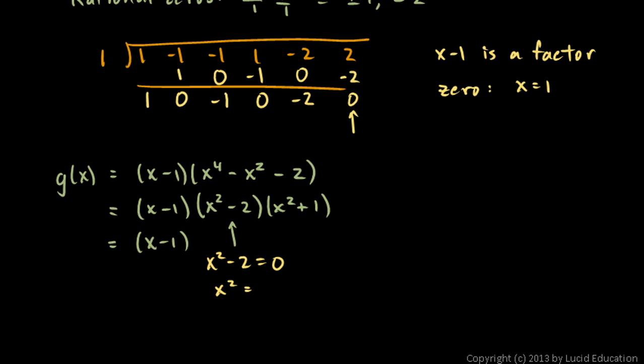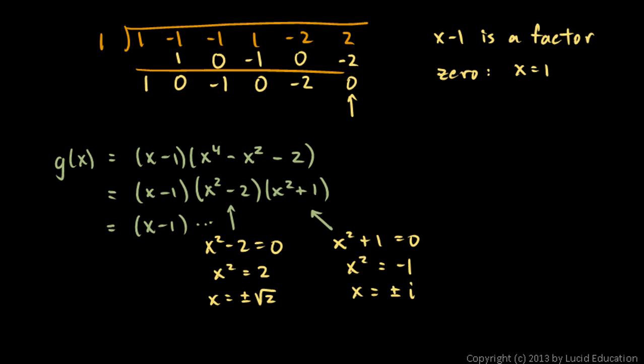So x squared equals 2. So x is equal to plus or minus the square root of 2. And we can do something similar right here. We'll get a complex root. Watch this. X squared plus 1 is 0. So x squared is equal to negative 1. So x is equal to plus or minus i.